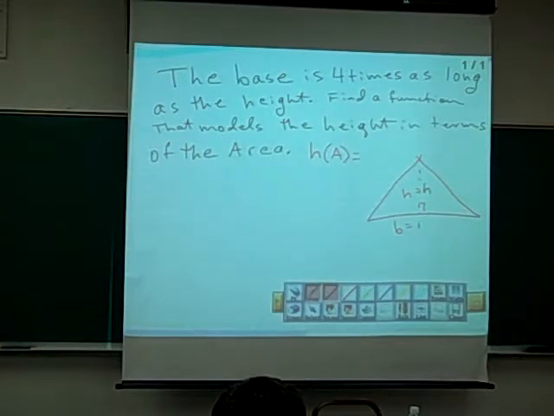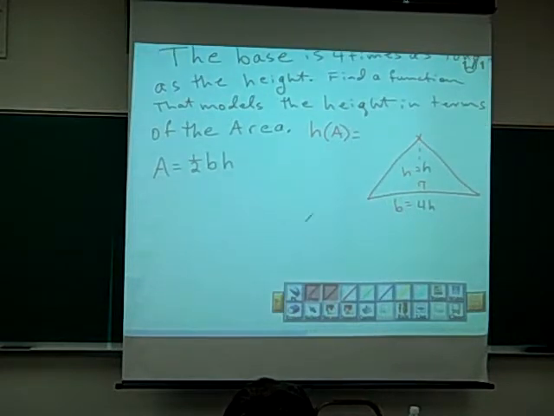Be what? 4H. Okay, now what do we need to do? The formula for the area of a triangle, which is what? One half base times height, right? Okay, now what do we do? Substitute in the base, which is 4H. So we have to cut that base out.